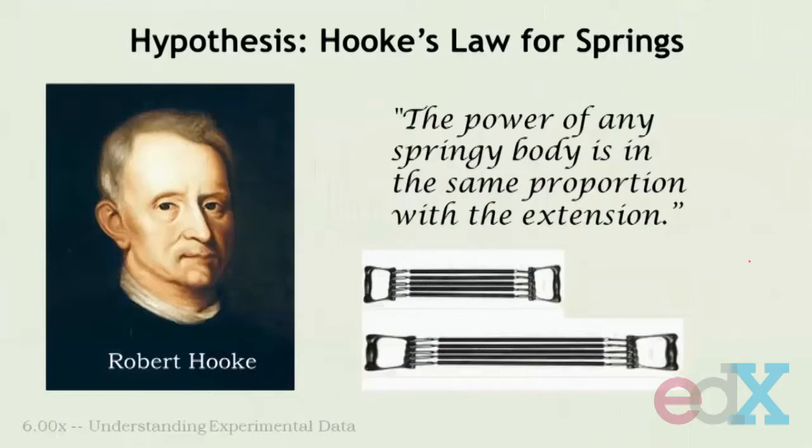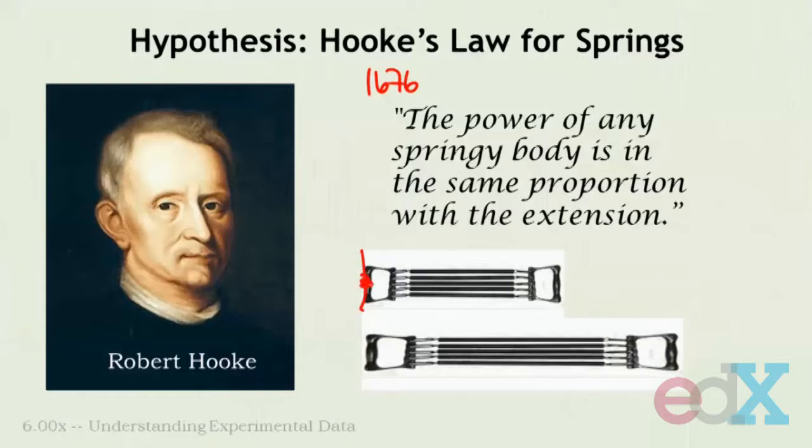Let's see how this might work in practice. In 1676, the English scientist Robert Hooke proposed the following hypothesis about how springs work. "The power of any springy body is in the same proportion with the extension." So let's see what he's talking about here.